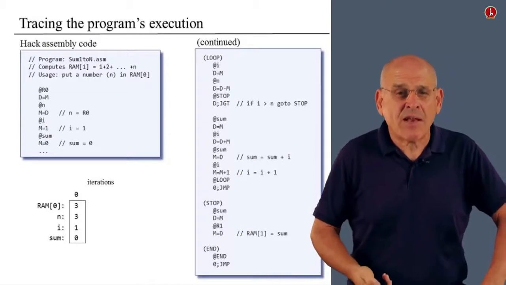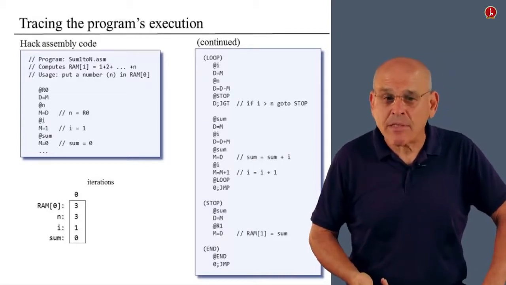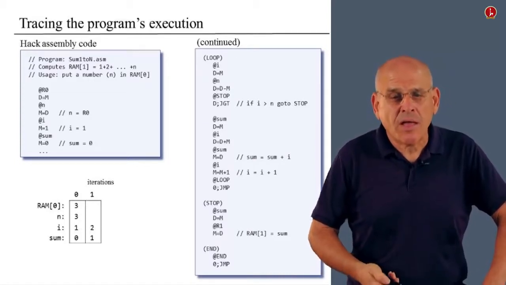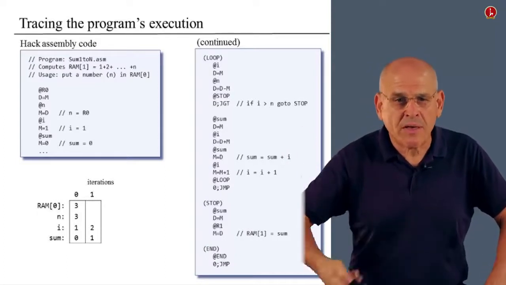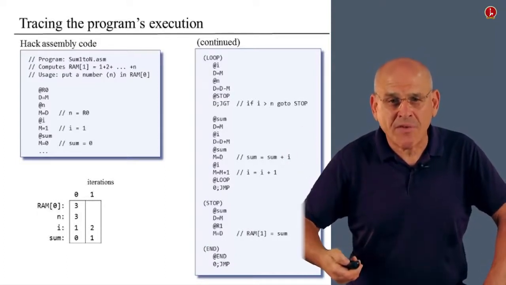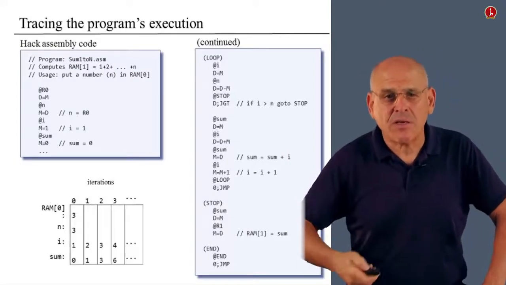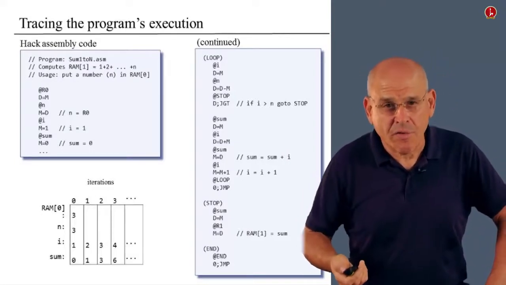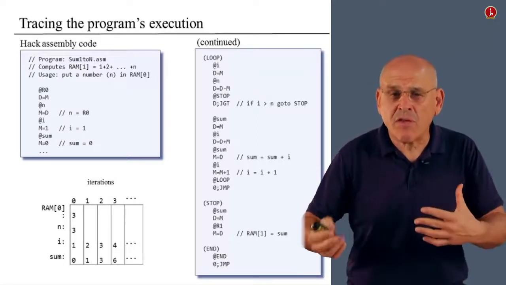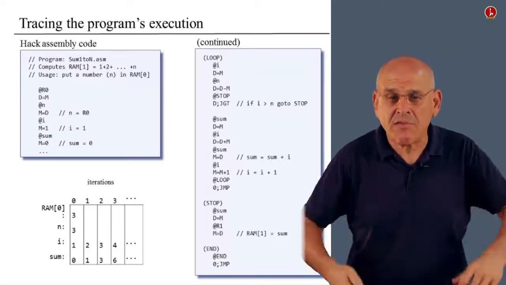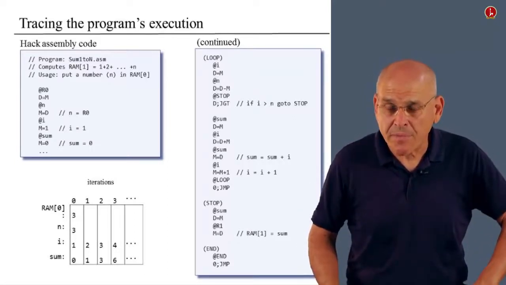So these are the values of these variables of interest in iteration 0, and then you go through the loop and you figure out what happens after the first iteration, after the second iteration, the third iteration, and so on and so forth. You do this for 3 or 4 iterations, and you try to convince yourself that the program is actually working.